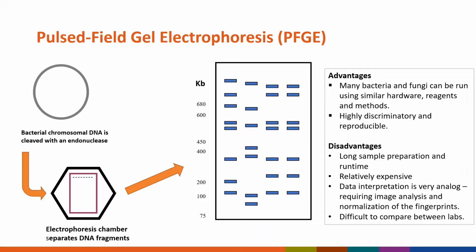All right, so let's look at some classical examples that are still very widely used. The first I want to consider today is PFGE, or pulse field gel electrophoresis. PFGE has been around since the 1980s, and it was broadly adopted in the 1990s by laboratory-based surveillance programs like PulseNet, where it was used to type and characterize bacterial pathogens.